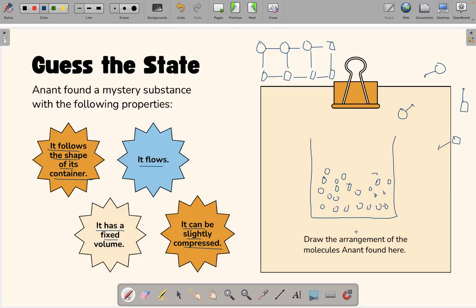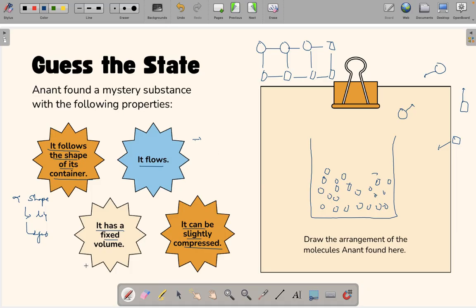Okay. Now see, it says it follows the shape of its container. When it follows the shape of its container, that means it does not have a fixed shape, right? So shape is not fixed, which means it can be a liquid or a gas, right? Then it says it flows. You know, liquid and gas can flow. So again, from here also you can say it can be a liquid or a gas.